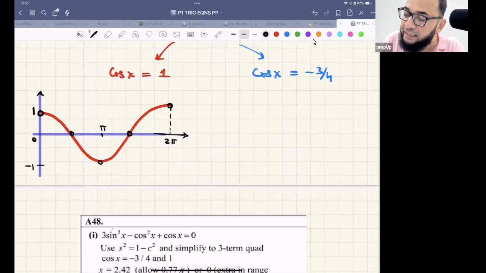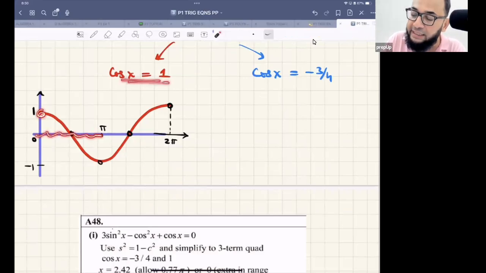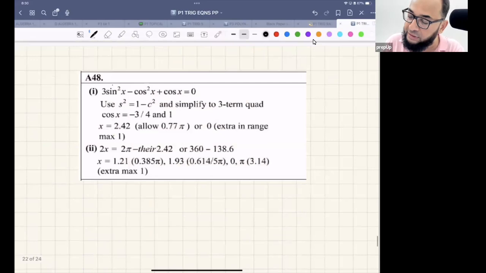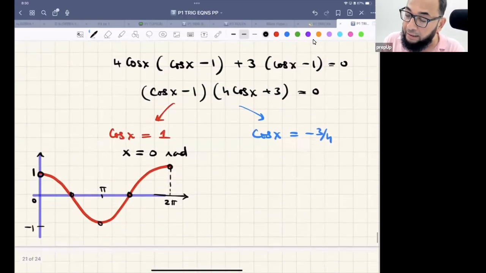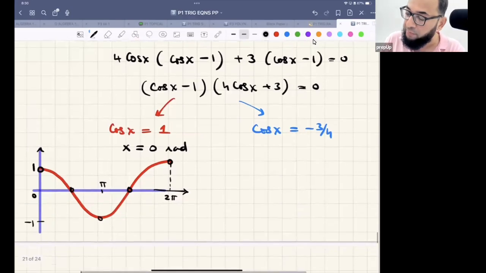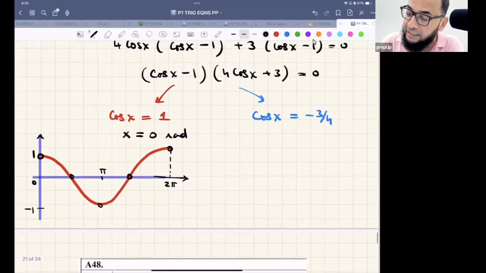Between 0 and pi, when is cosine x equals 1? So x is equal to 0 radians. And then the next one, that's right over here. Are they talking about -1? No, they are not talking about -1. Let me proceed with this. So cosine x is -3/4.